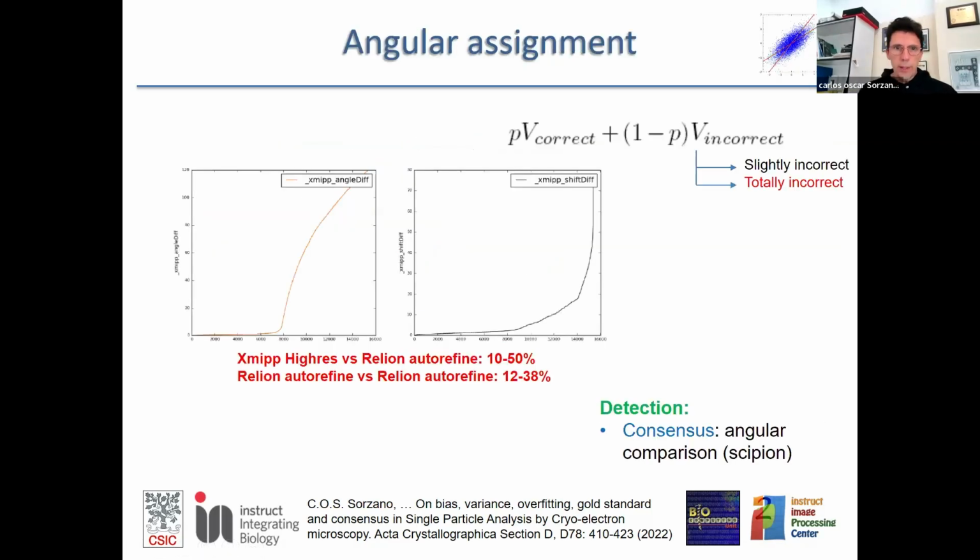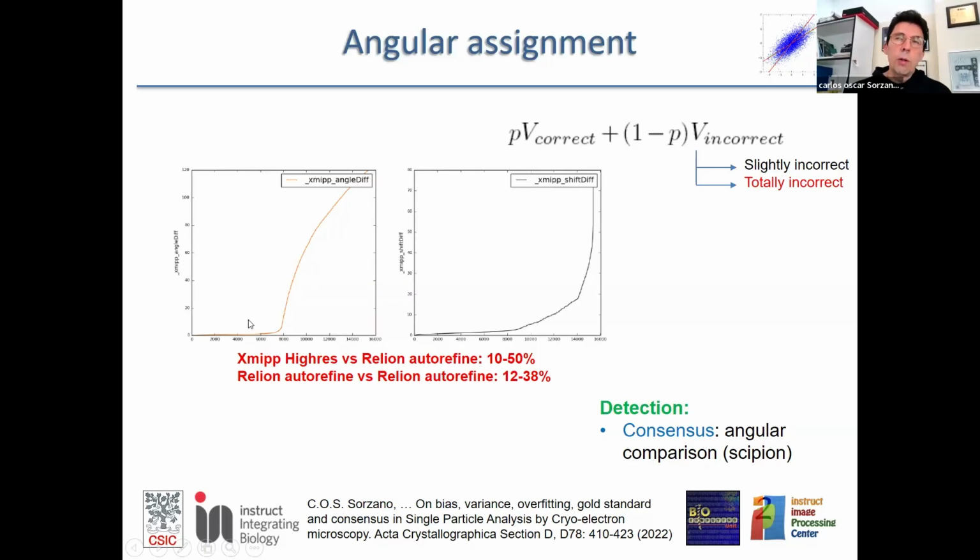The same applies with angular assignment. So angular assignment, for each one of those particles, you have to decide which is the pose with respect to the 3D structure you are reconstructing. And then if you compare the angular assignment of XMIP, which is one of the packages that makes this image processing, the one that we develop in the lab, with the one of Relion, for some of the particles they agree, for half of them they agree, but for the other half they disagree, and they can disagree quite a lot. And they disagree at the level of angles, they also disagree at the level of shifts.